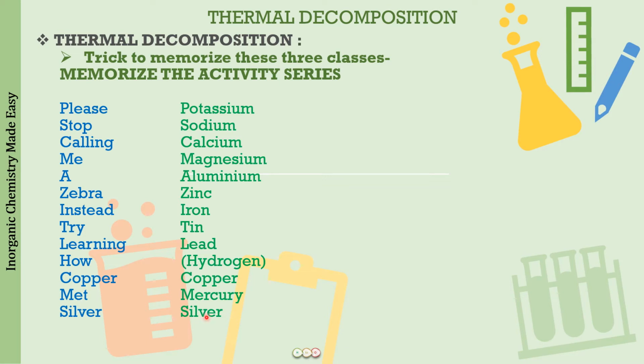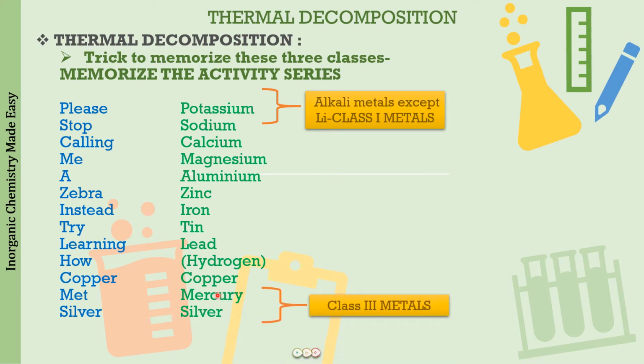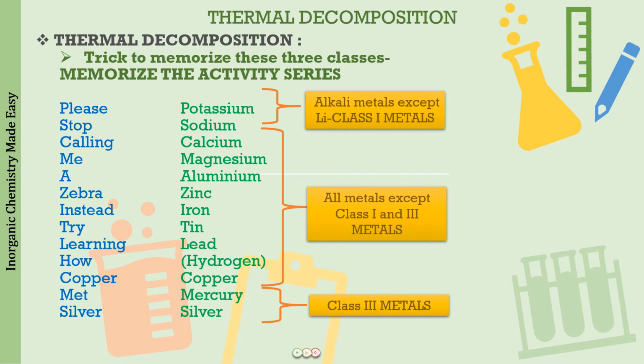Now, how are we going to divide all these into the three classes that we have learned? Look at, first of all, potassium and sodium. These were in which category? Group 1 elements except lithium. They are class 1. So you can just remember along with potassium and sodium, the elements below them in group 1, that is rubidium and cesium, will also be class 1. Then the last ones are going to be mercury and silver, the lowermost, and the rest, all of them, are going to be class 2 metals.